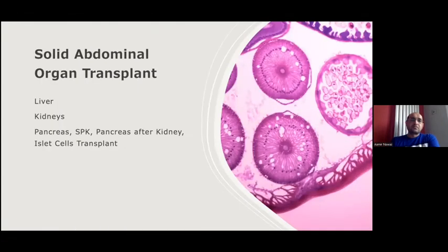So I will go to my specialty, which is solid organ transplant. My specialty is liver transplant, and the solid organ abdominal transplants are mainly liver, pancreas, and kidneys. Pancreas is usually transplanted simultaneously with kidney, sometimes pancreas after kidney transplant, or islet cell transplant. I will briefly go through these. It's important for any surgical specialist to know.